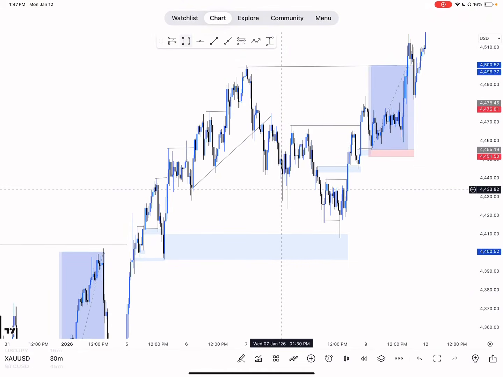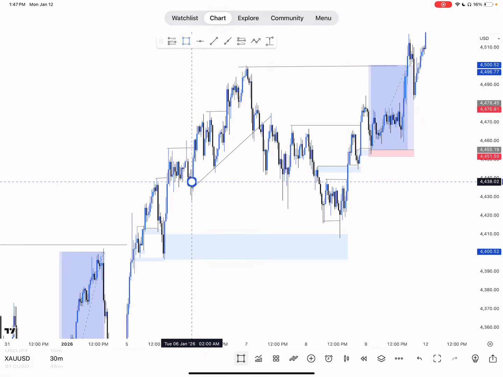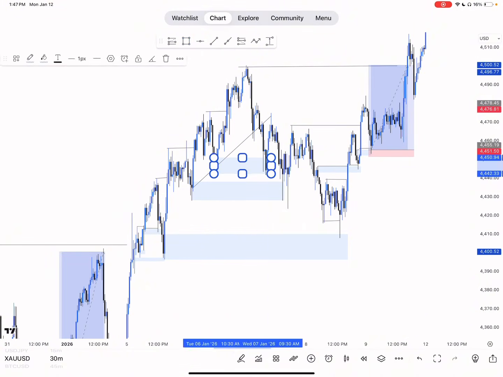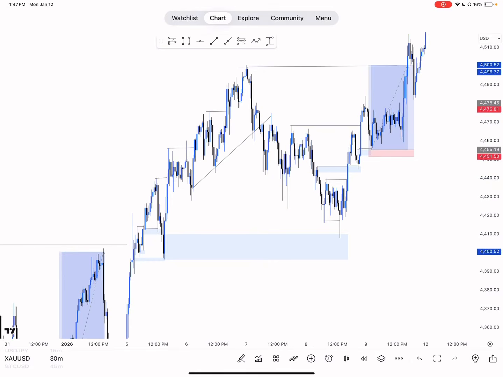So some traders are going to use this order block to buy. Some are going to use this other block to buy. Stuff like that. They will look for many different zones in this market to buy from.